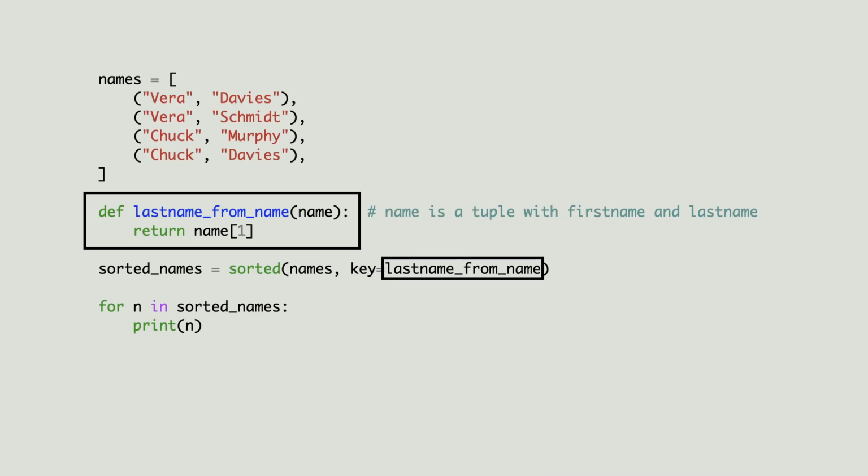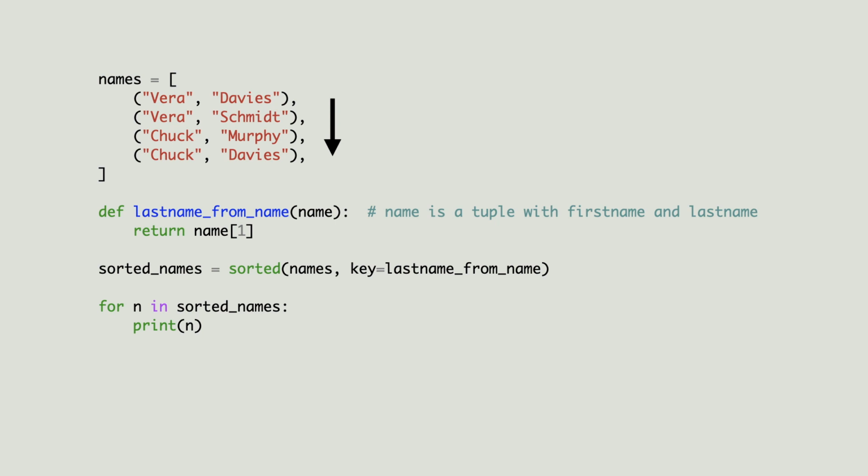Notice that the last name from name function is only used by the sorted function. It will be called for each element in the list, but nonetheless, there is only one piece of code that references it, and that is here. This is a good example where lambdas can compact this code.